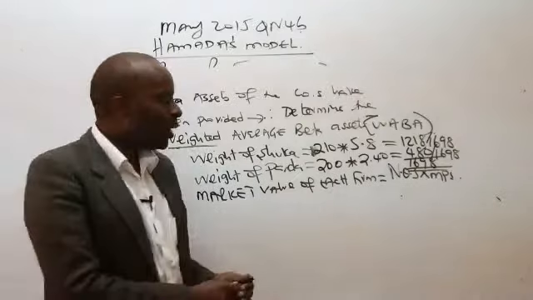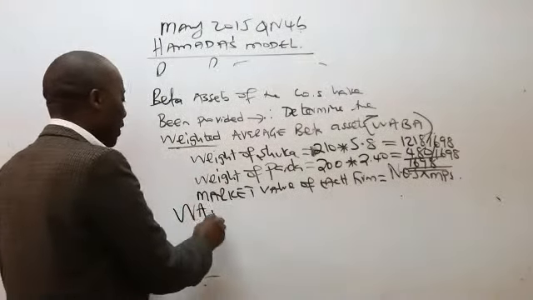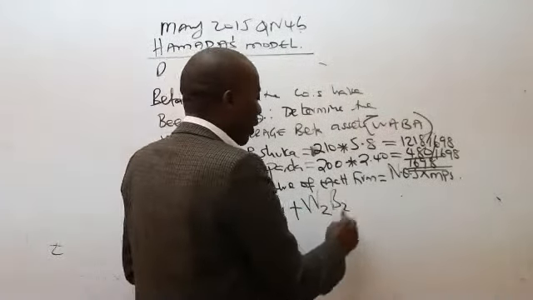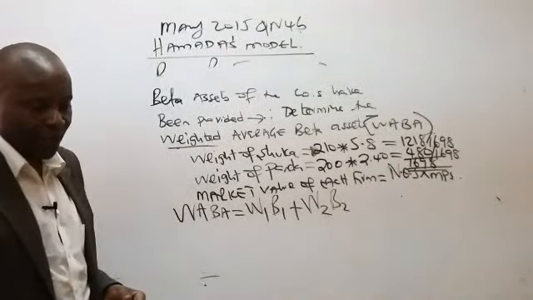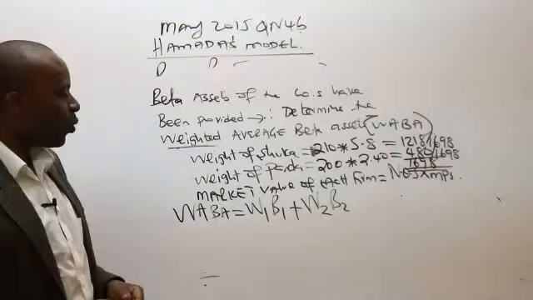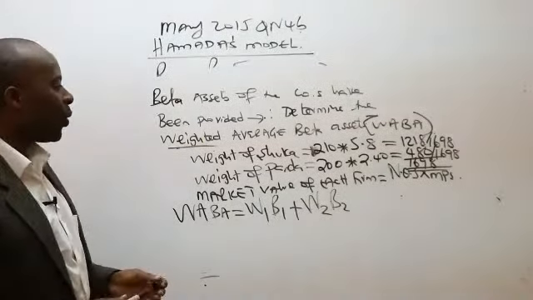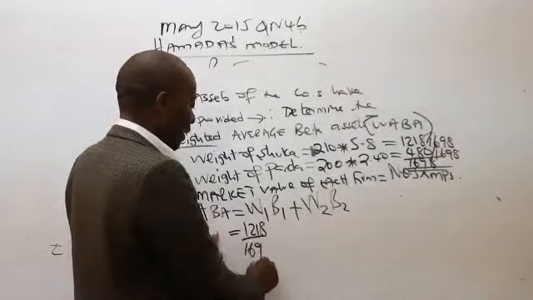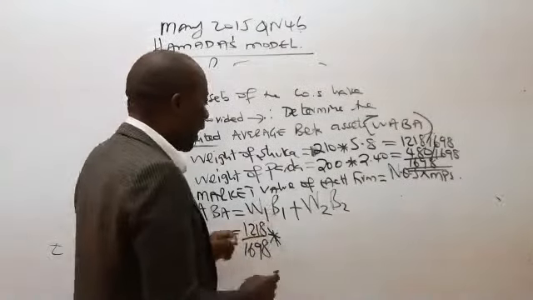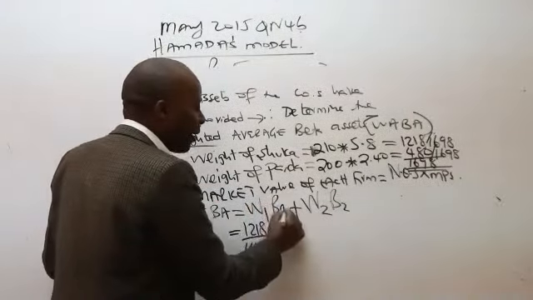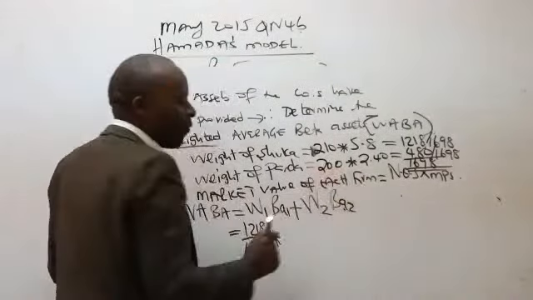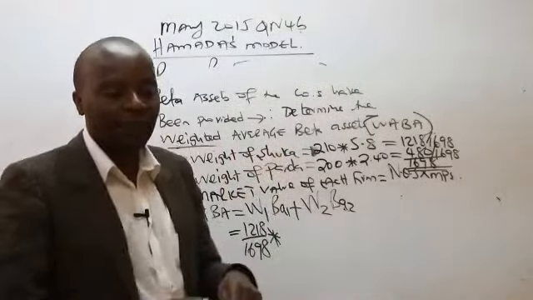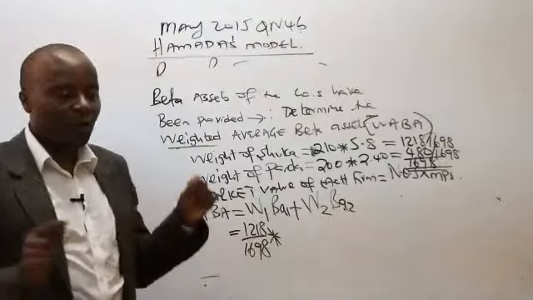Let me help you. To get our WABA, our weighted average beta assets, I'll take weight 1, beta 1, plus weight 2, beta 2, like that. So weight 1 is 1218 over 1698 multiplied by beta. How I wish I would have said BA1 and BA2 so that you don't confuse, because we can only put together beta assets.